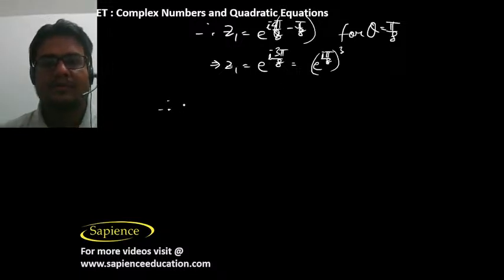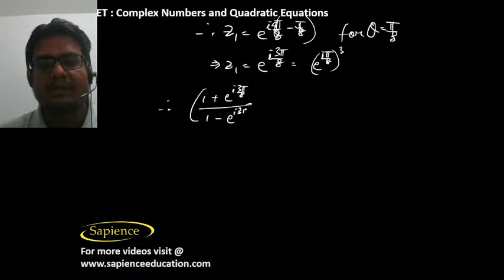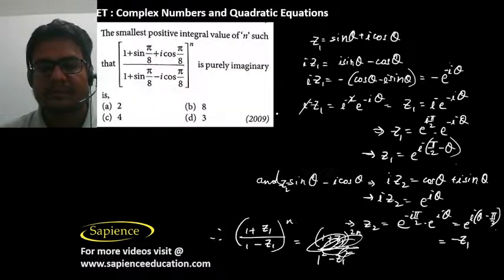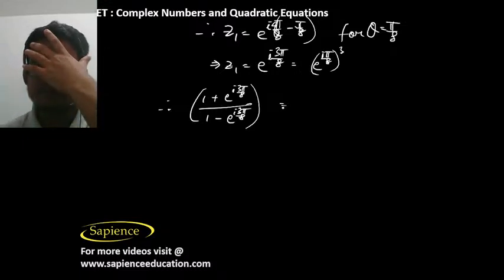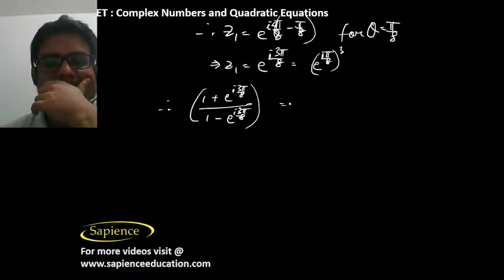So it is e power i pi by 8 whole cube. Okay, so therefore here we have to find 1 plus e power i 3 pi by 8 by 1 minus e power i 3 pi by 8, whole power n.